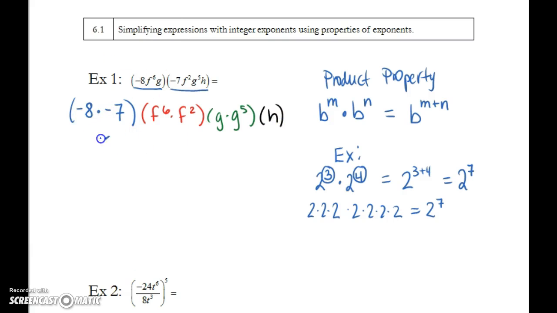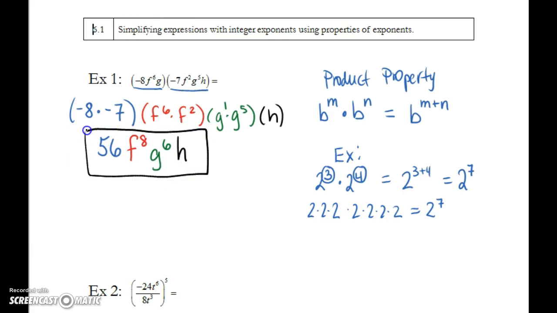So our first product is 56. F to the 6 times f squared is an application of our product property here. So we add our exponents. Again, if you're not sure, expand. This is 6 f's, this is 2 f's. Altogether you have 8 f's. So this becomes f to the 8th. Similarly here, this is g to the 1st, that 1 is implied. So we add our exponents, g to the 6th, and then we still have our friend h hanging out at the end. So this is as simplified as we can get.